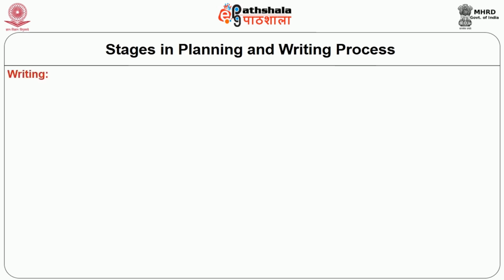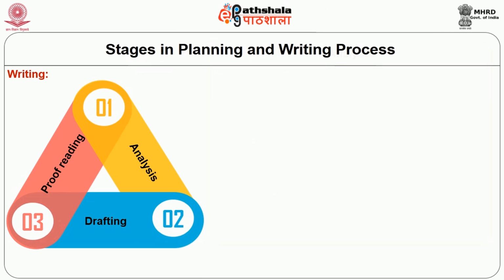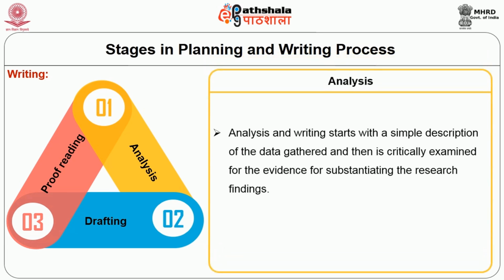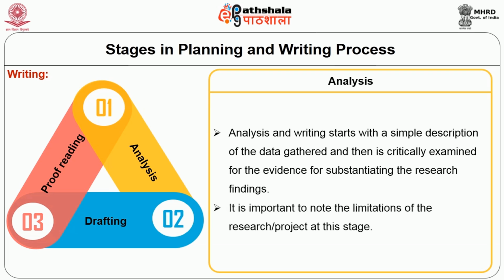The next is the writing phase, and this also entails 3 stages as mentioned before, including analysis, drafting and proofreading. Analysis and writing starts with a simple description of the data gathered, which is then critically examined for the evidence substantiating the research findings. It is important to note the limitations of the research project at this stage.